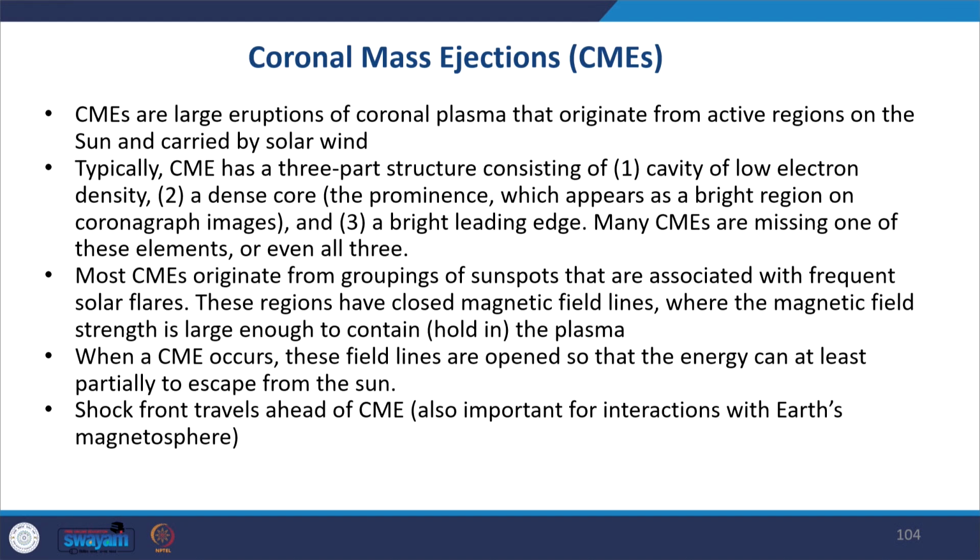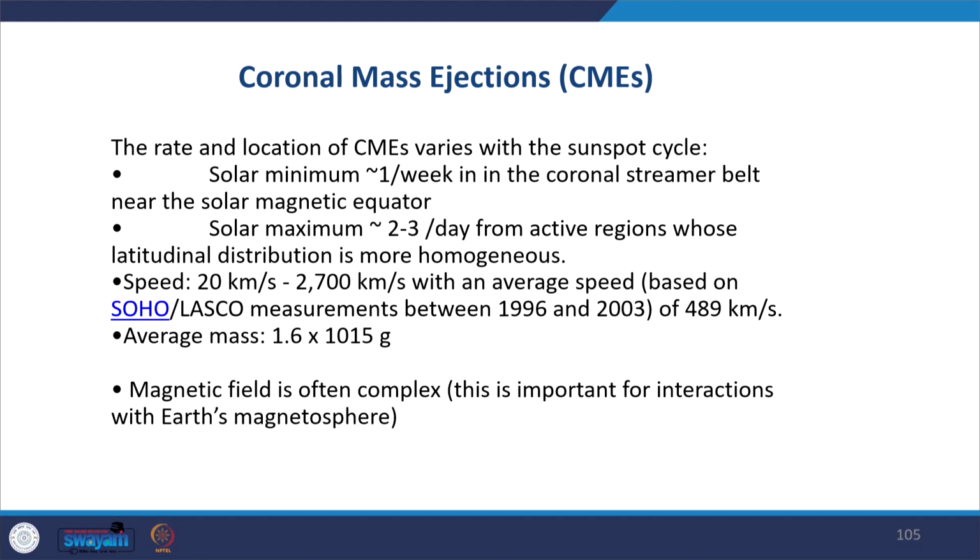Right. So this is the basic definition, or some very basic properties, of coronal mass ejections. For example, the rate and location of CMEs vary with the sunspot cycle. What does it mean? The sunspot cycle varies from maximum to minimum. The rate, the number of ejections that can happen over a particular day or a week, and the location from where these ejections are originating vary as a function of the sunspot cycle.